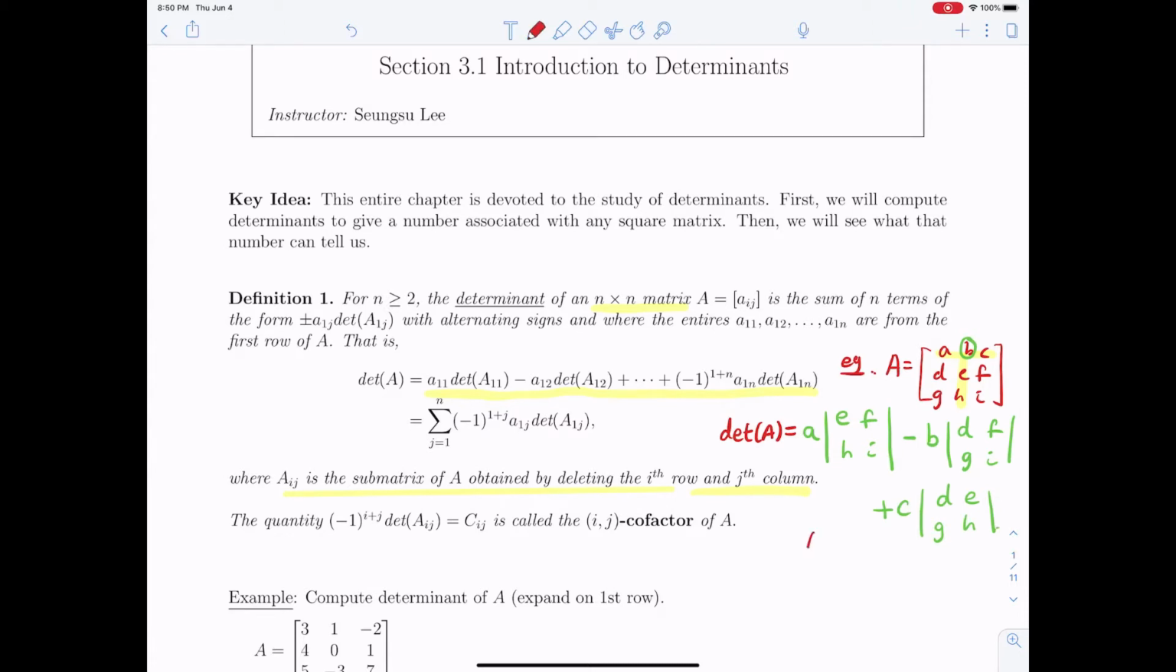Here we frequently write the absolute value of A as the determinant of A. So this thing really is like EI minus F times H. We call the summand, this part, the cofactor of the given matrix A. So the quantity (-1) to the i plus j times the determinant of A sub ij is called the ij cofactor of the given matrix A.